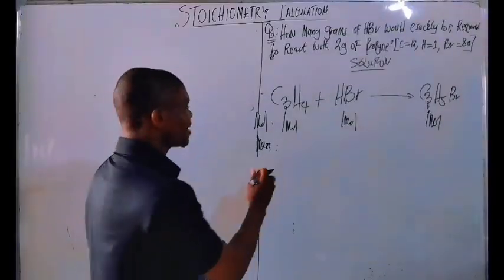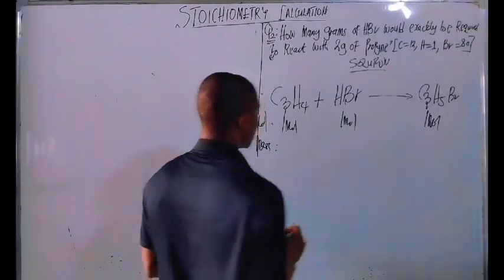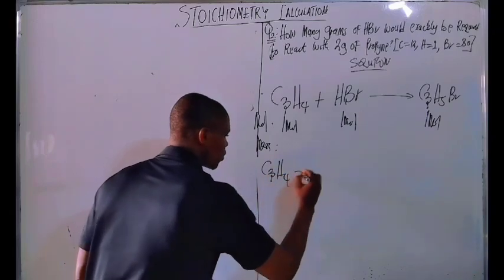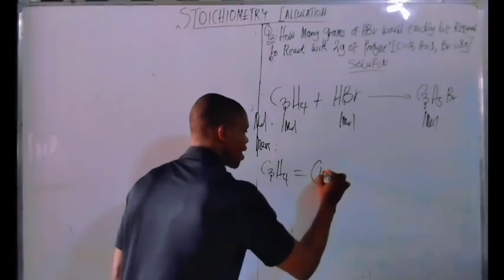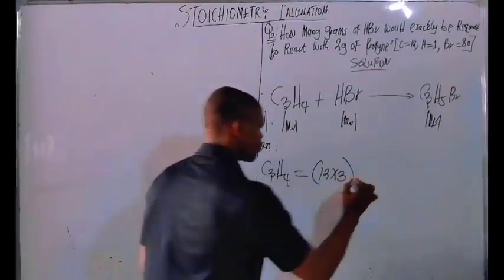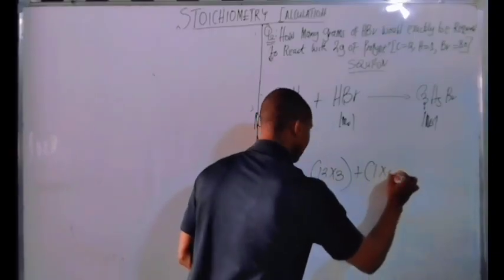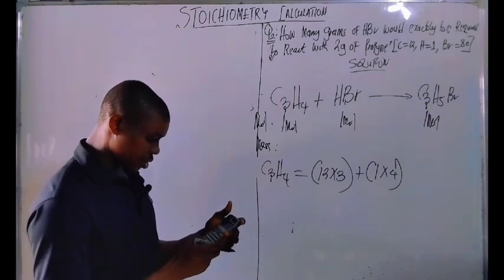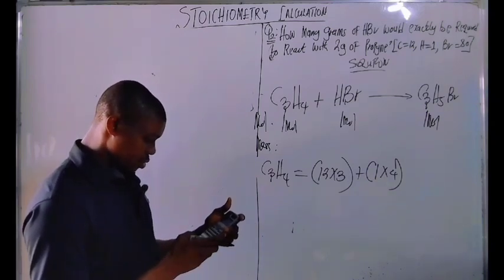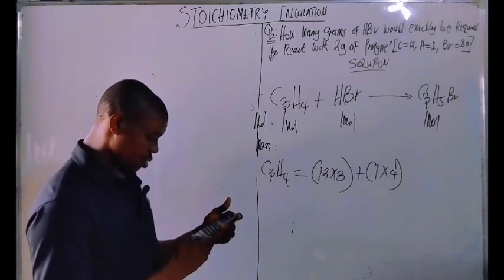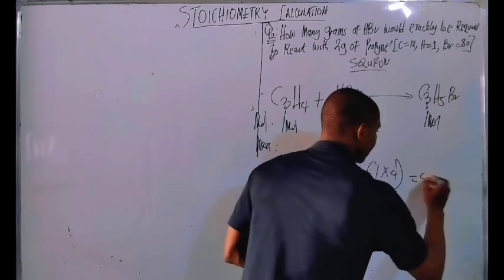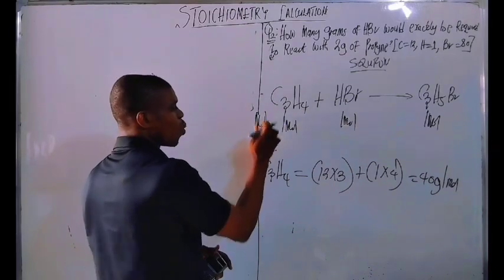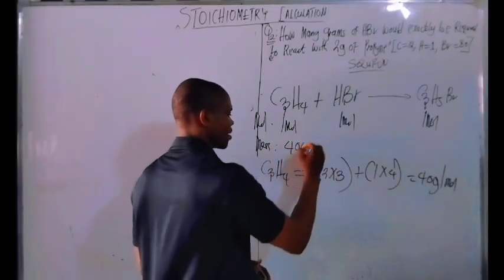Now let's get the mass of this and this. What is the molar mass of C3H4? It is going to be 12 times 3 plus 1 times 4. So what do you have here? 12 times 3 plus 4 times 1 gives 40 grams per mole, right? How many moles do we have here? We have 1 times 40, so here we have 40 grams, right?